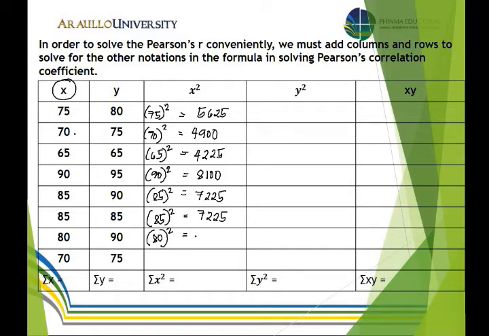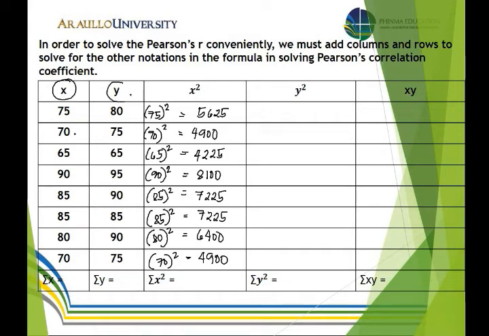We have 80 squared is 6,400, and then we have 70 squared, which is 4,900. So next, we're done with x squared. Next we have y squared.